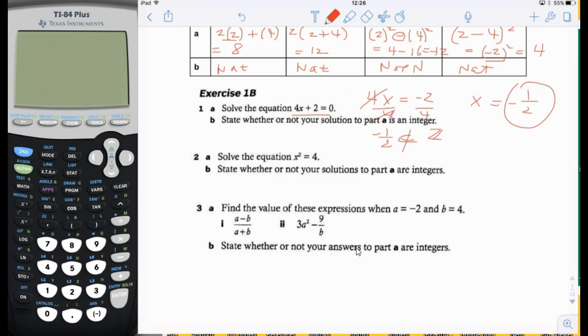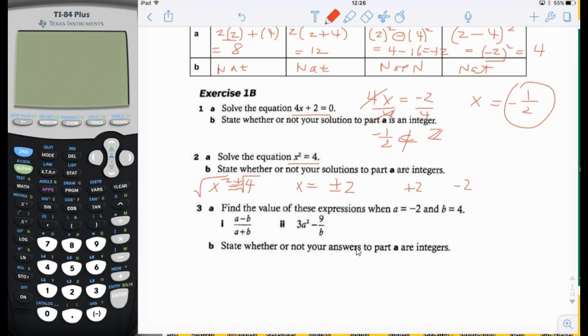Solve the equation x squared equals 4. State whether or not your solutions to part A are integers. Well, x squared equals 4, you're going to take the square root of both sides. When you take the square root of both sides, you are actually saying it could be plus or minus the square root of 4, which would be plus or minus 2. So the answer could be plus 2 or minus 2. Okay? Because remember, plus 2 squared is 4. Negative 2 squared is also positive 4.